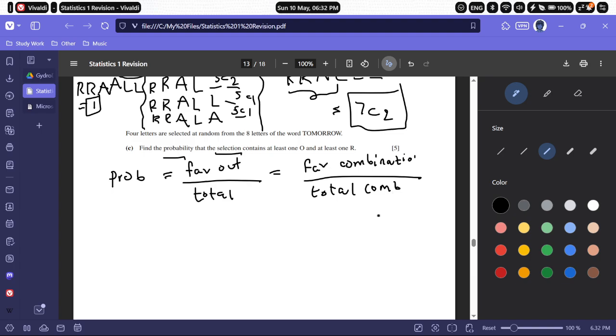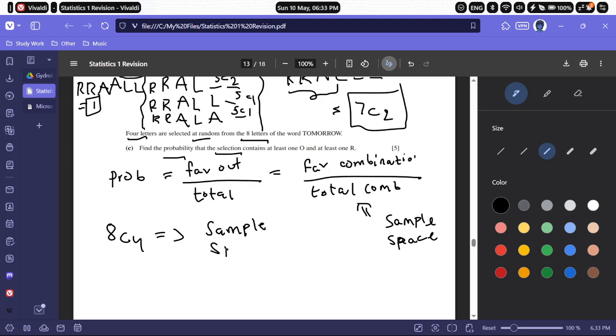Because it's basically doing the same thing. But now here's the issue. When you're using combinations, the total combinations is basically your sample space, all the possible combinations that you can have. For this question, four letters are selected at random from eight, so you're just doing 8C4 for your total combinations. That would be your sample space.